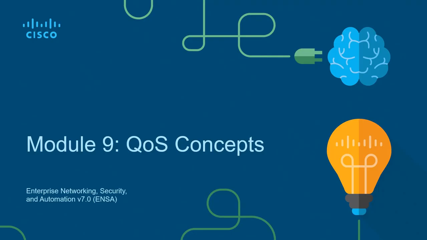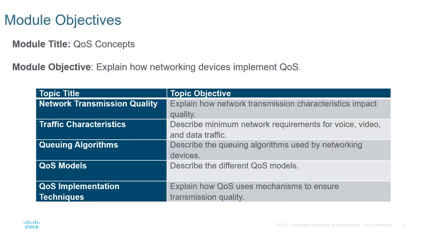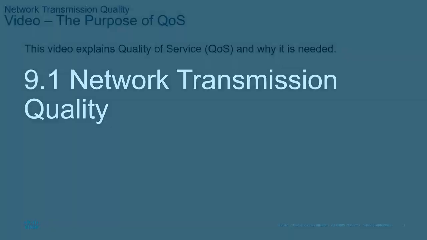Module 9, QoS Concepts. So in this module, we're going to be talking about quality of network transmissions, traffic characteristics, queuing algorithms, different QoS models, and implementation techniques. So let's go ahead and jump right on in. So let's look at network transmission quality.